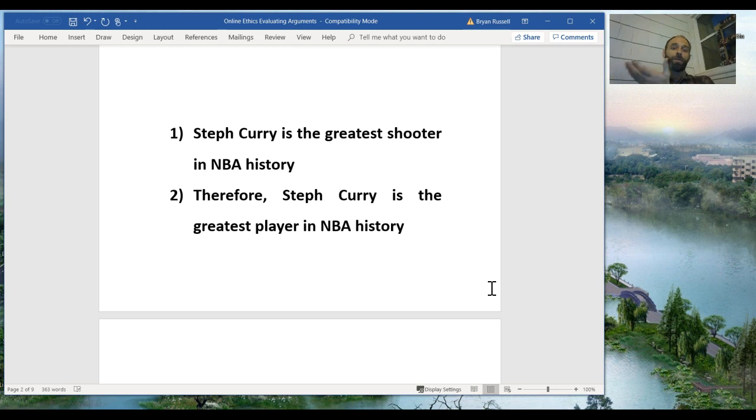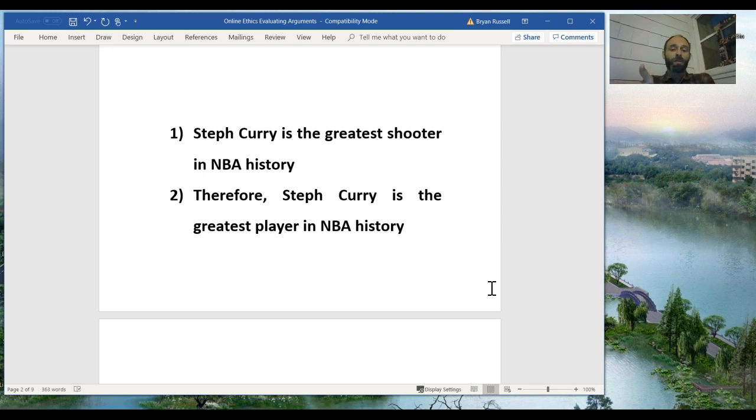So even if he's the greatest shooter in NBA history, that doesn't necessarily mean that he's the greatest player in NBA history, and it might not even make it probable that he's the greatest player in NBA history. Because if you have some background knowledge about basketball, you know, while shooting a high percentage, while making more shots than you miss, and doing that at a historic rate even, is very important to being a great basketball player in the NBA. It's not the only thing it takes to be the greatest player in NBA history.